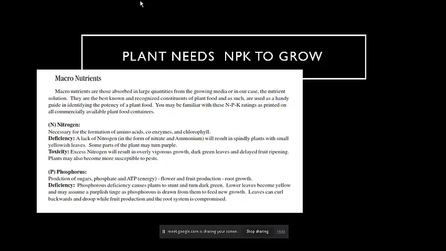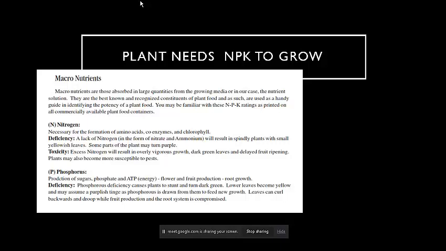And nitrogen you can supply in different forms, not in the form of nitrate and ammonia, right? Because nitrate and ammonia are not supplying any kind of nitrogen to the plants, rather they are providing a setback to the plants.